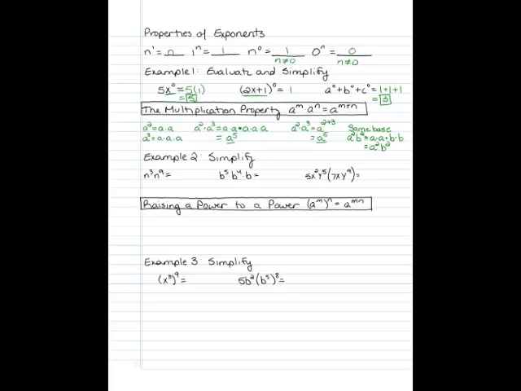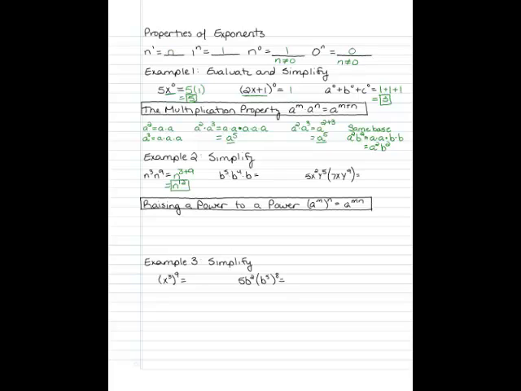And that's going to come into example 2. Looking at example 2, we're applying this property. We have n cubed times n to the 9th. Property says we add the exponents, so we have n to the 3 plus 9, which gives us n to the 12th power.